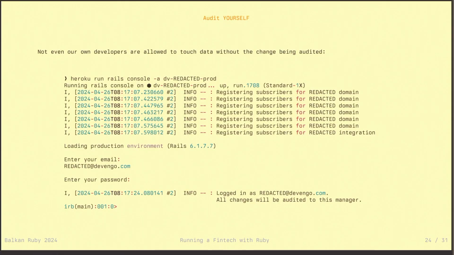A regulatory institution could ask me in 2 years what happened with a specific payment, and I have to be able to say exactly what happened, to the point that we even audit ourselves. There is no direct access to the console in our case. It is audited too, so you have to log in to the console, and every change you make in the console is audited to reflect that you are making the changes for some specific reason.